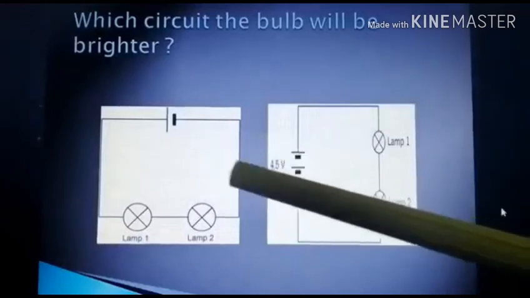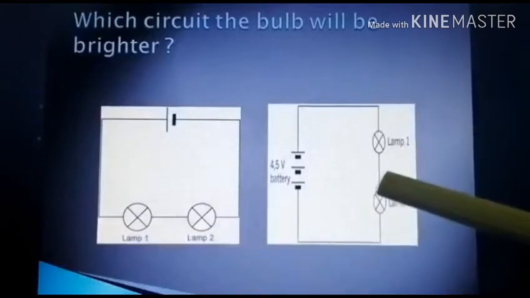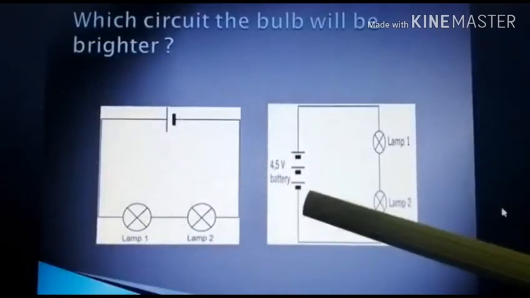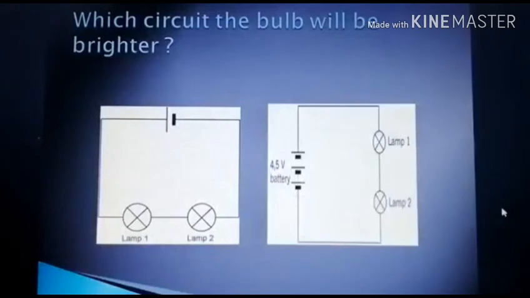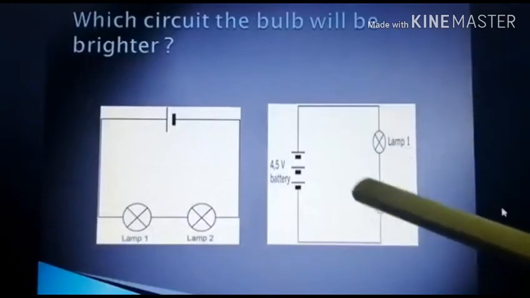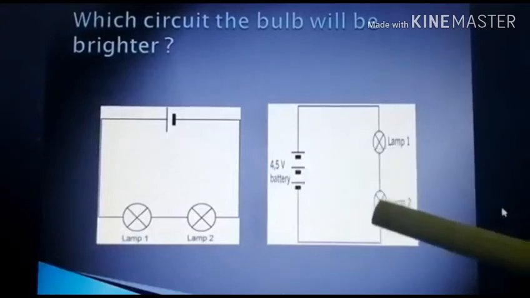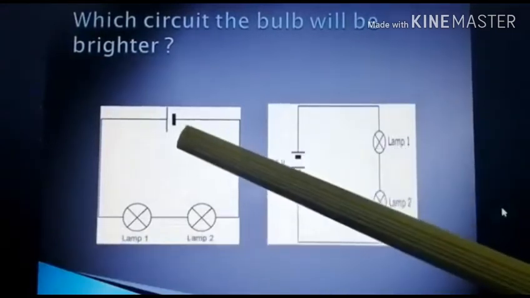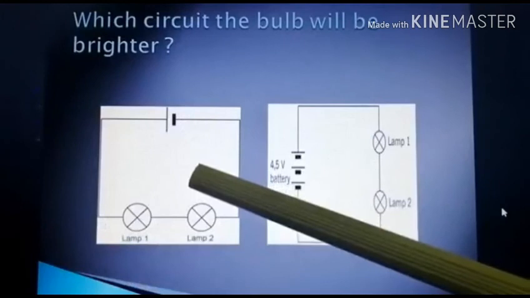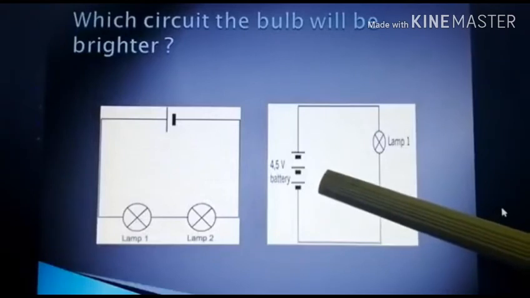Look at these two diagrams and compare them. Here are two lamps, and here are two lamps. What about the battery? Here is one battery, and here are three batteries. So which circuit glows brighter, this or this? Of course, this one. Why? Because here there is a higher voltage battery sharing only 2 lamps. But here there is only a 1.5 volt battery, and one battery is sharing with these 2. So this circuit will glow less brightly, and this circuit will glow more brightly.